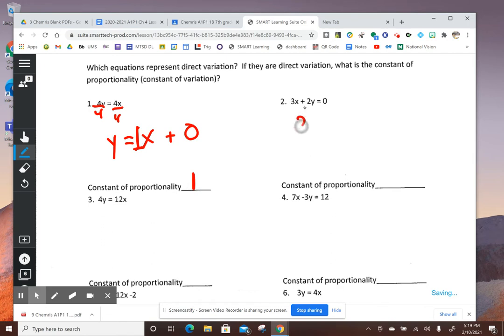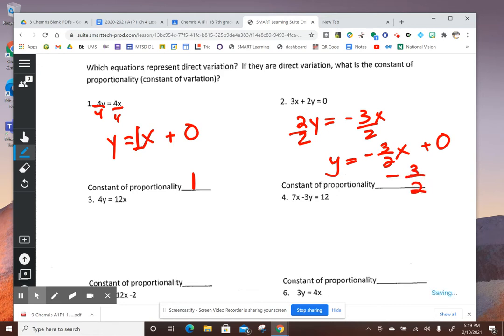So for this one, I say 2y equals negative 3x, divide by 2, divide by 2. I get y equals negative 3/2 x. It's plus 0, so I know it's direct variation. So my constant of proportionality is negative 3/2. Okay, so try the rest on your own. Stop the video, turn it back on, and see how you do.